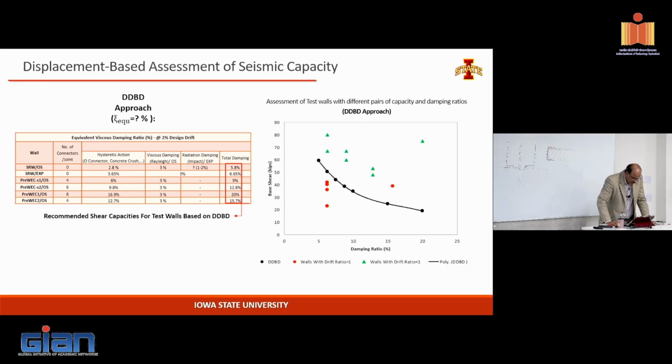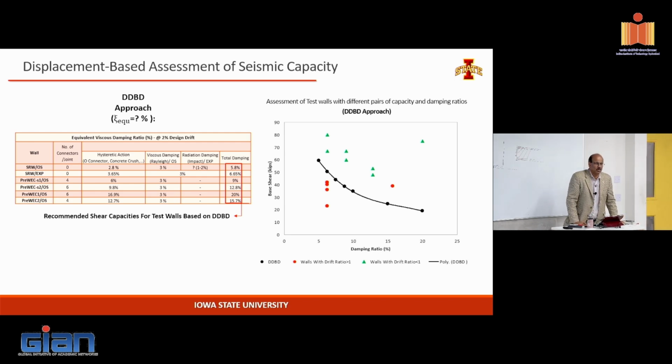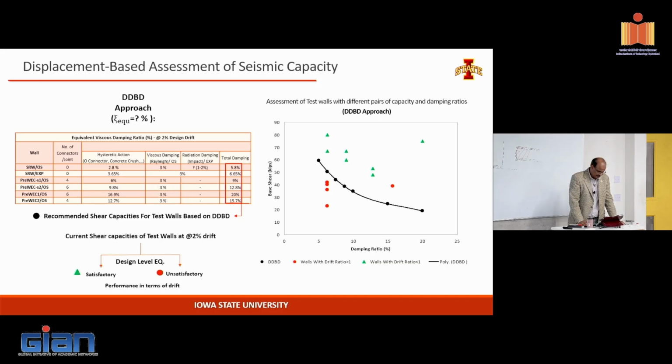You could see some of them had 5-6% damping, especially the single rocking wall, whereas the Prevex had up to 20% damping. So one-third or less damping in the single rocking wall, but overall, we didn't completely lose a wall in any of those tests. So that's an important piece to realize.